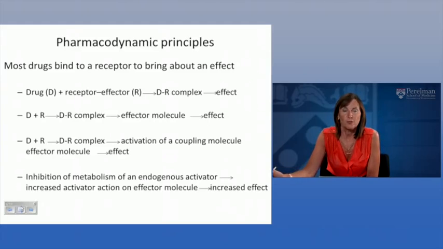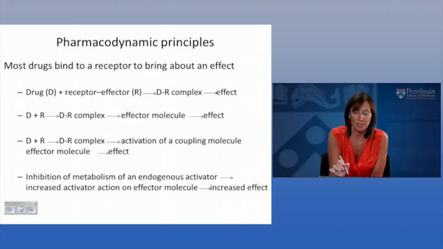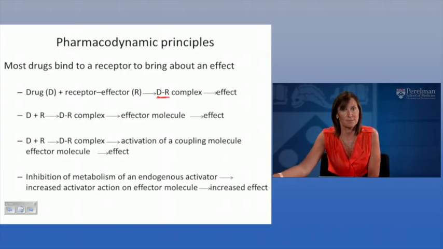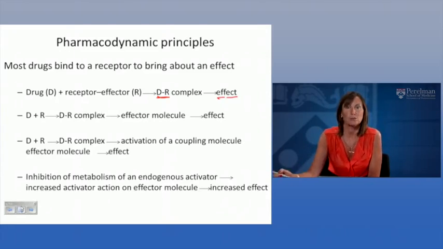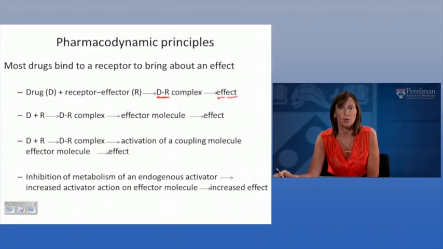So let's start off with the rudimentary aspects of pharmacodynamic principles. First of all, most drugs bind to a receptor to bring about an effect. The types of actions that we see commonly in human biology and pharmacology are detailed here. The drug, in parenthesis D, plus the receptor, effector, referred to as R, bind together to give you a complex, denoted here, drug-receptor complex. Following creation of this complex, there is a net effect produced, referred to as the pharmacodynamic effect.